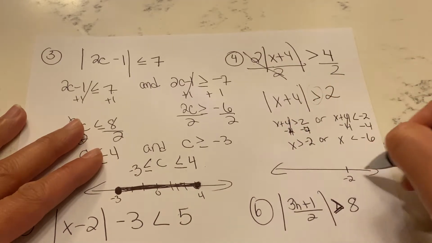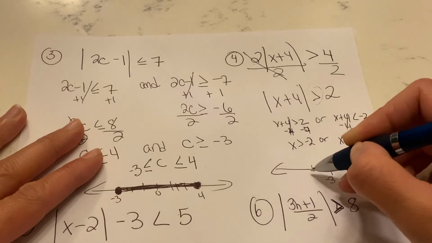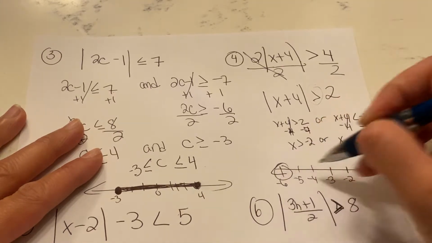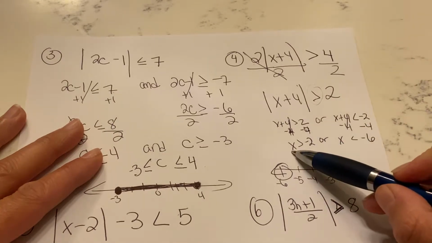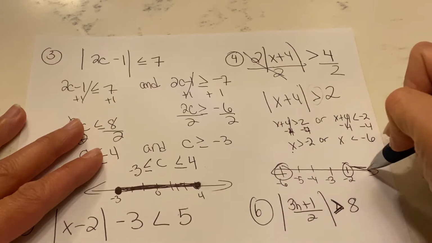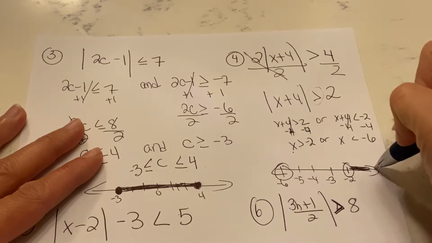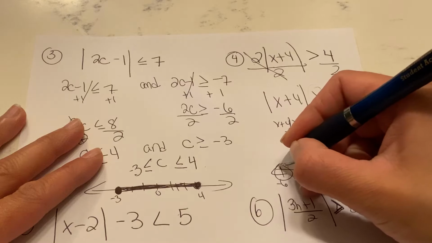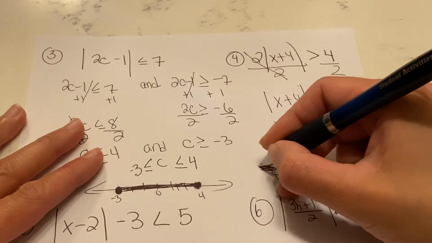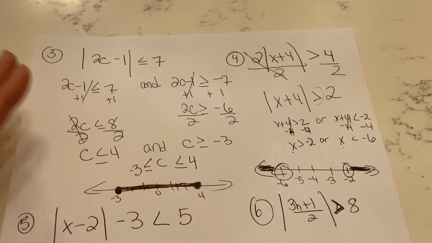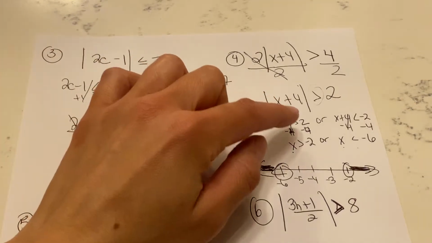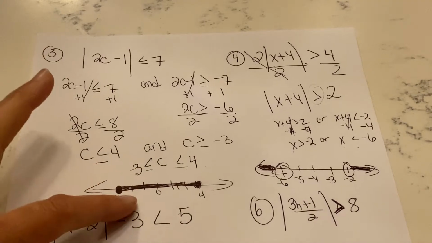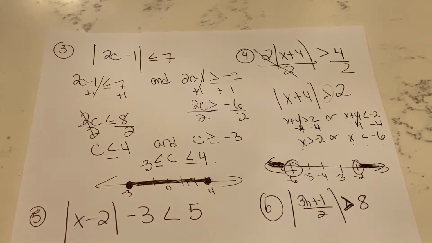-2, remember, is closer to 0. Then -3, -4, -5, -6. They're both open circles. Now let me read it. X is greater than -2, so I have to go to the right. And then this one says X is less than -6, so here I will go to the left. Remember, in an or, for the most part, the graph will go in opposite directions. Less than will be between.